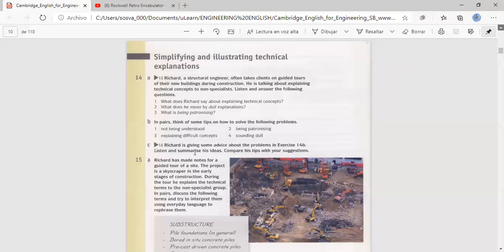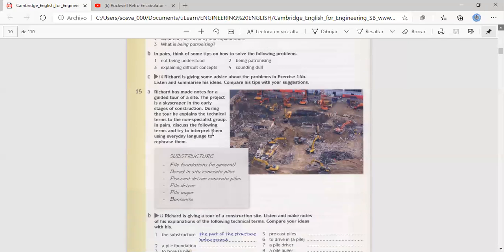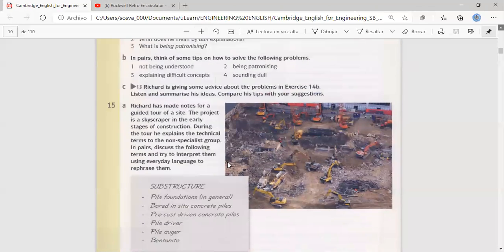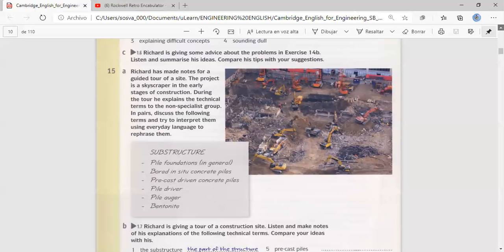So, in this part now, we have this picture again. I just want you to concentrate on the picture. Let me zoom in a little bit. Okay, I think like that. So now we're going to have another listening. It's the same person, Richard.